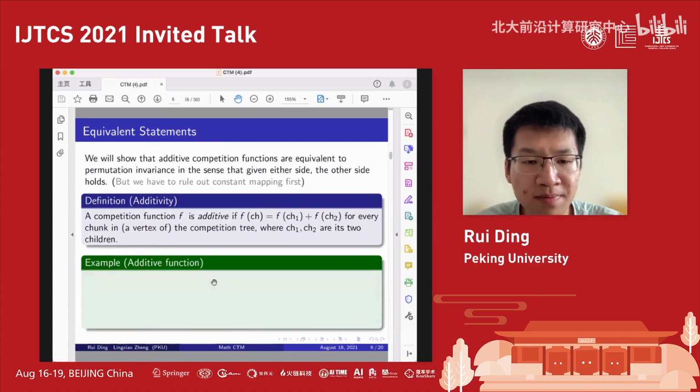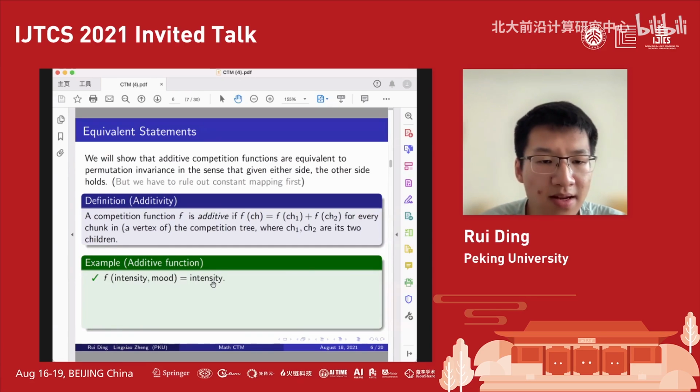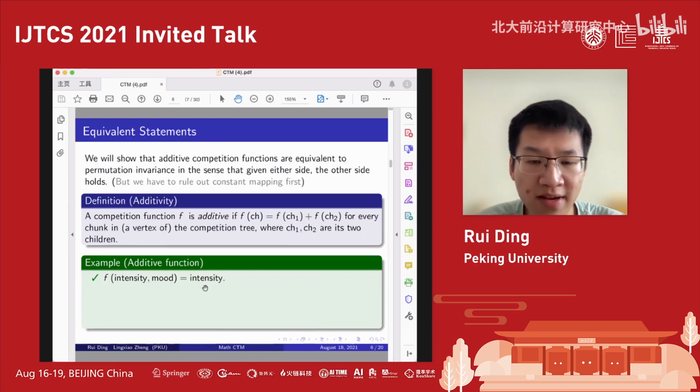Before we delve into the proof, let us build up some intuition first. What can an additive function look like? The first example is here. We define f merely on the field of intensity. It is indeed an additive function. You can check this equation. And the second, we add half of the mood here, and you can also verify that it is indeed an additive function.